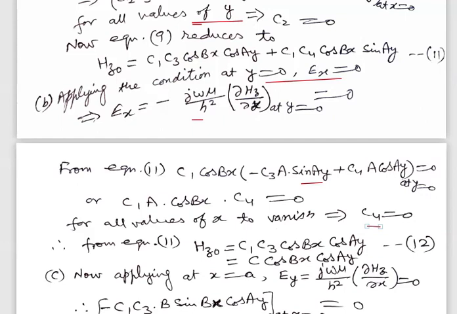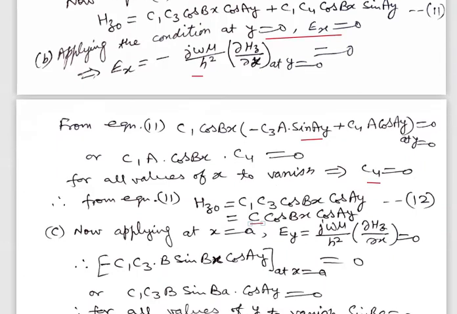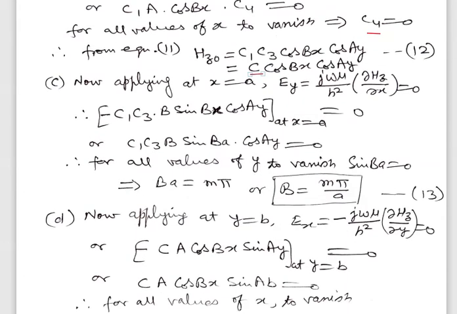So here the product of C1 and C3 is considered to be a new constant C, and we get this equation. Now to find out the values of the constants A and B, we will apply the remaining two boundary conditions, which are at x equal to 0, again Ey is 0.